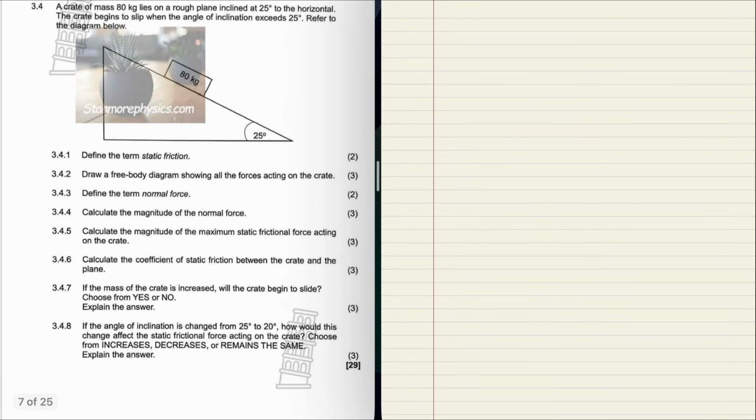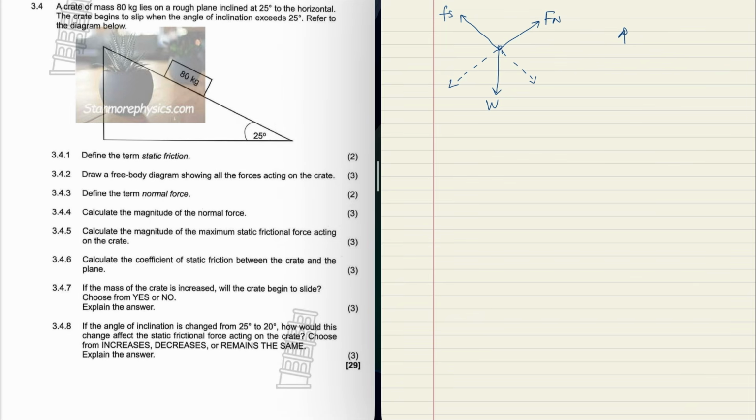Question 3.4.7. If the mass of the crate is increased, will the crate begin to slide? Choose from yes or no, and explain the answer. So if we increase the mass of the crate, what is that going to change? So let's consider our free body diagram again. There's our component. There's our component there. So we have weight, we have Fn, we have Fs.